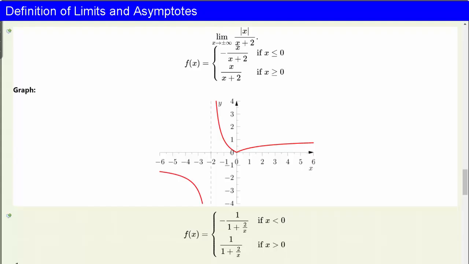Don't panic over the absolute value. That just means that the function is defined differently for positive x and negative x. Namely, f(x) is equal to minus the ratio x over x plus 2 if x is less than or equal to 0, and f(x) is equal to the ratio x over x plus 2 if x is greater than or equal to 0. We can graph the function to get a clear idea of what happens as x tends to plus or minus infinity.